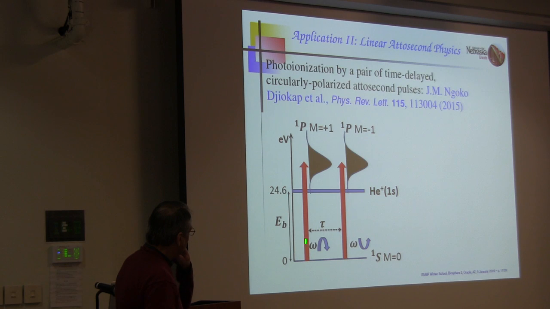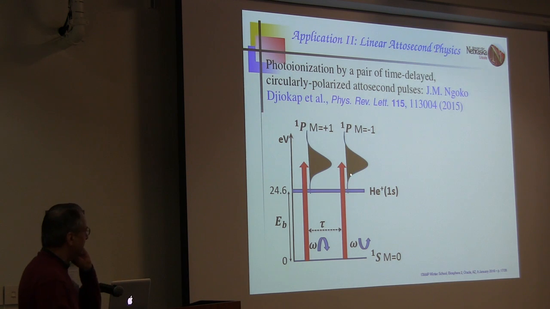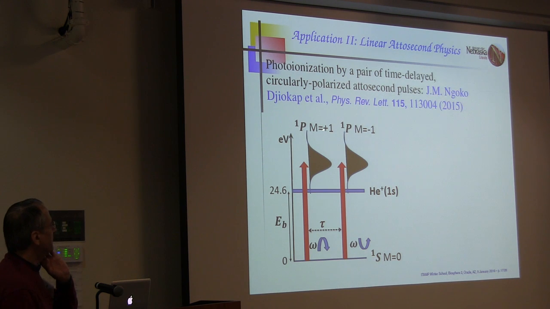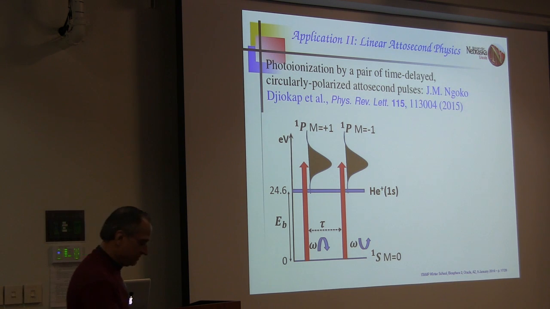And so when it hits helium, it ionizes electrons here and produces a wave packet, which then starts to move off. And then after some time delay, you hit helium again and create a wave packet that moves off. But with the polarizations, you produce electrons in the helium ion with singlet P, m equals +1 or m equals -1 magnetic quantum number.